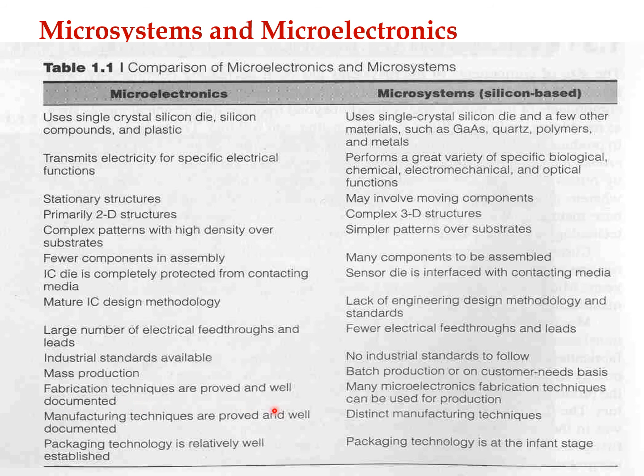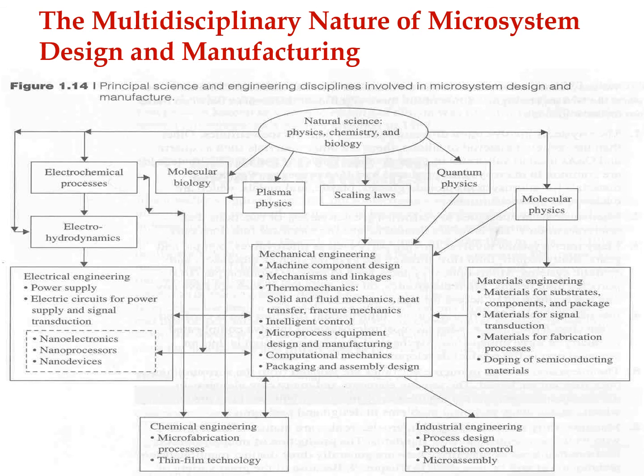Fabrication techniques are proved and well documented in microelectronics. Here many microelectronic fabrication techniques can be used for production. Manufacturing techniques are proved and well documented there. Here distinct manufacturing techniques are used for microsystem development. Packaging technology is also relatively well established there. Here the packaging technology is at the infant stage. So these are all the differences between microelectronics and microsystems.